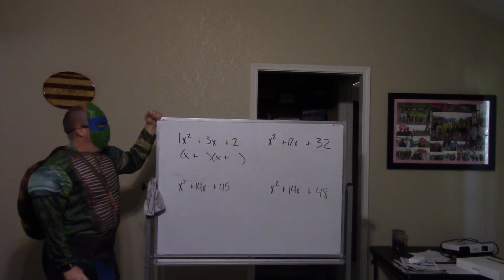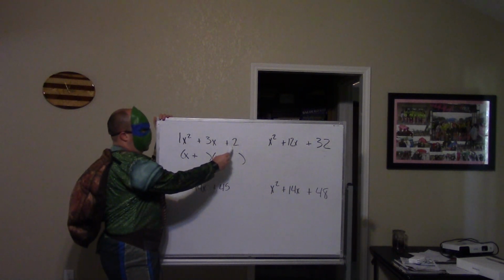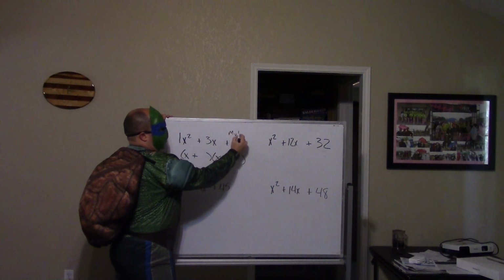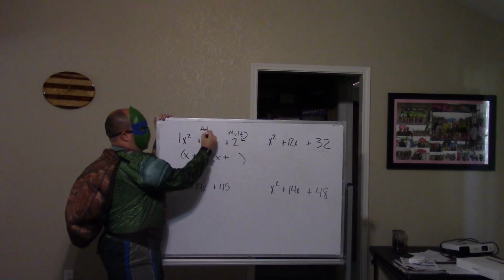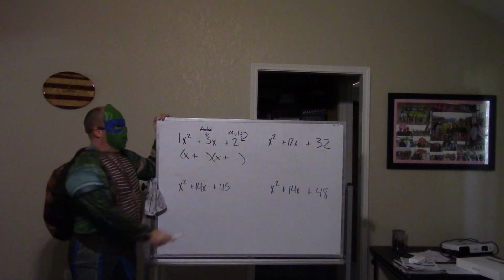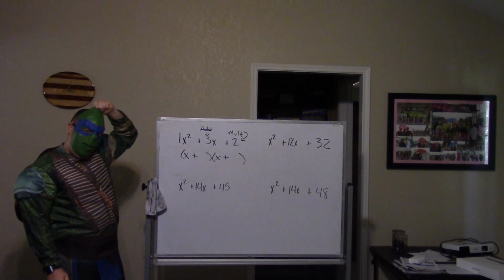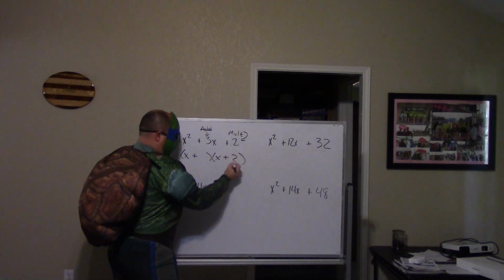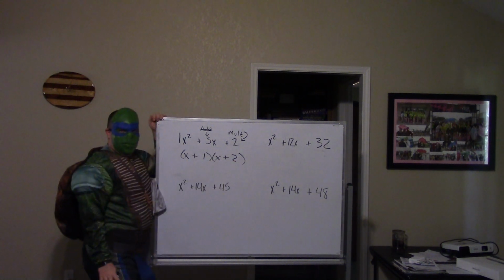Now, what I'm looking for here is the numbers that will multiply to get this and add to get the middle term. Okay, so I've got to multiply to get 2, and I've got to add to get 3. Well, it's pretty simple because there's only one way to multiply to get 2, and that's 2 and 1. Okay, so x plus 1 times x plus 2.